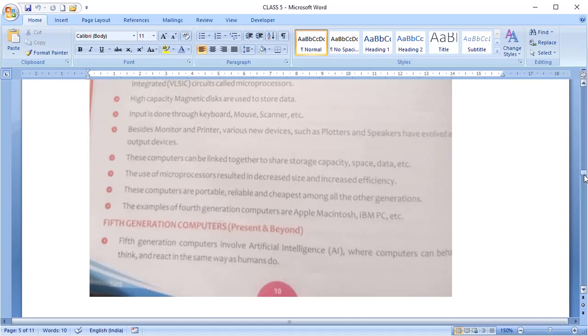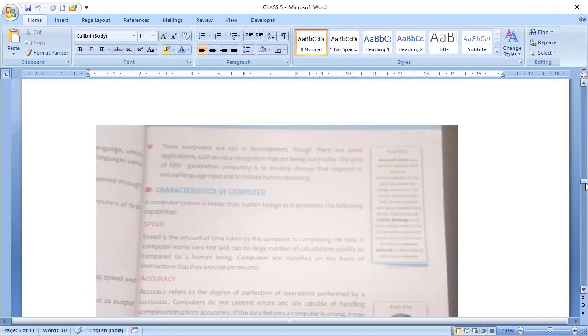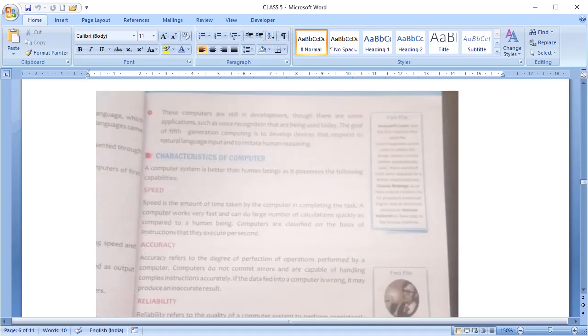Fifth generation computers start from present and beyond. Fifth generation computers involve artificial intelligence, where we expect the computers can behave, think and react the same way we humans do. This generation is still under the development phase. However, some applications are being developed, such as voice and face recognition. And Sophia is the best example of fifth generation computers.